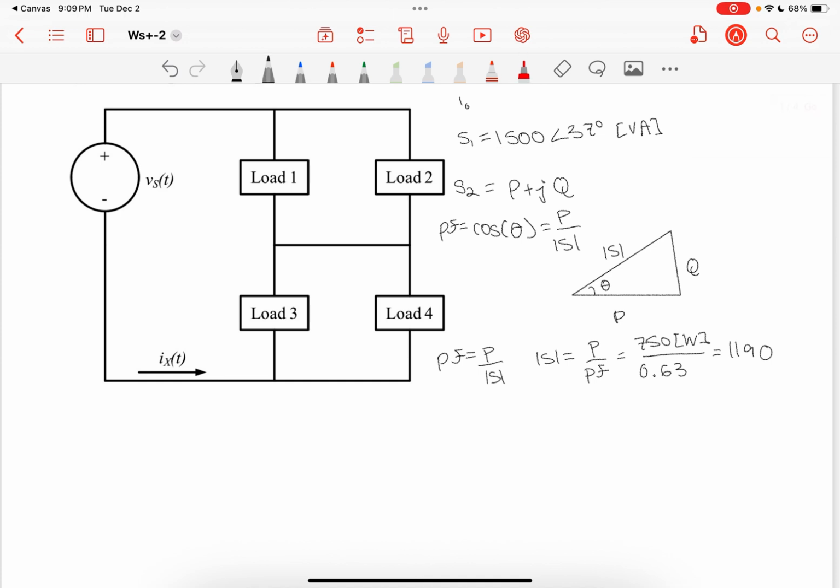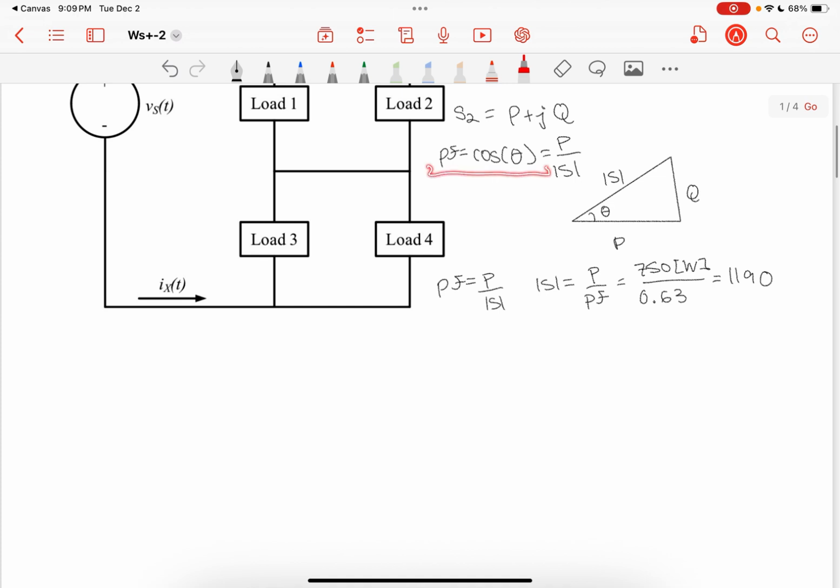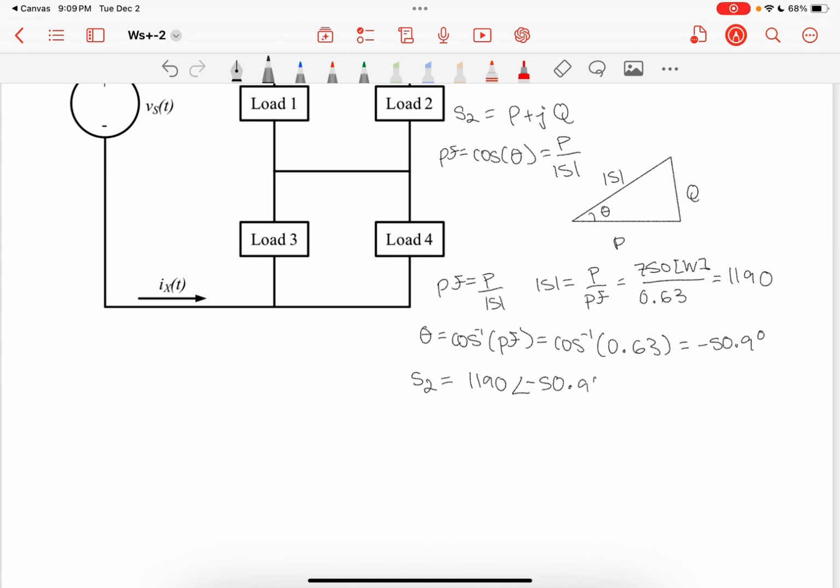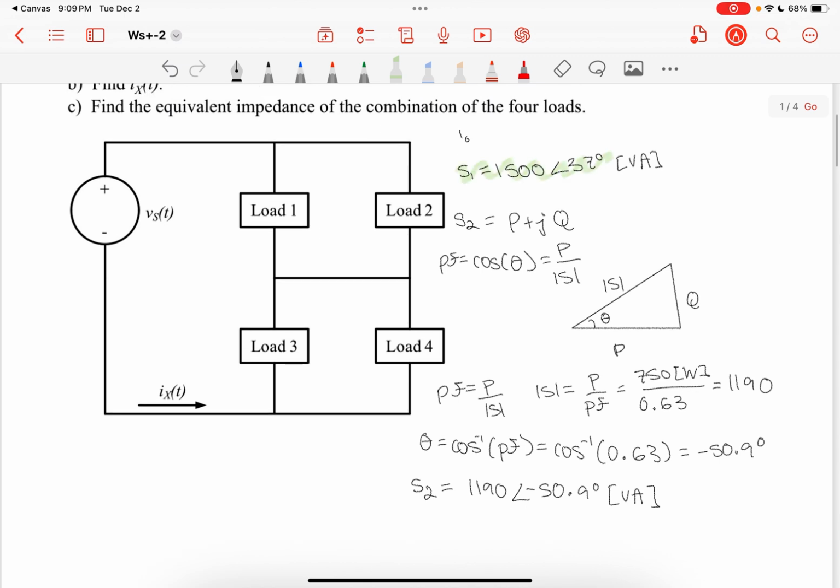So now I have to find the angle. I can also use this equation again to find this angle. So theta is going to be cosine inverse of the power factor, so cosine inverse of 0.63, and that's going to give me a negative 50.9 degrees. So S2 is going to equal 1190 with an angle of negative 50.9 degrees volt amps. I'm going to highlight these real quick. This is going to be S for load 1 and S for load 2.